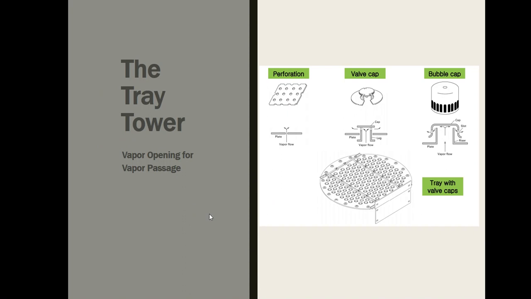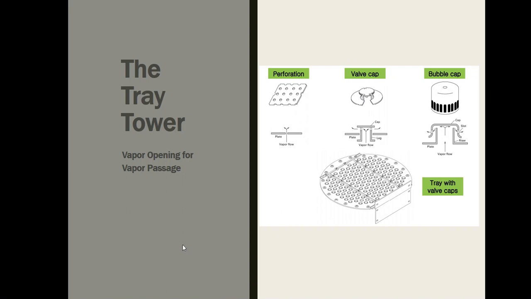Now, if our packed towers can have packing materials which are random or structured, in the case of the tray tower, we can also have openings on the tray, which could be a simple case of perforations, or it can have valve caps or bubble caps. And this is an example, a tray which has valve caps. Okay, a supporting tray which has openings having valve caps.